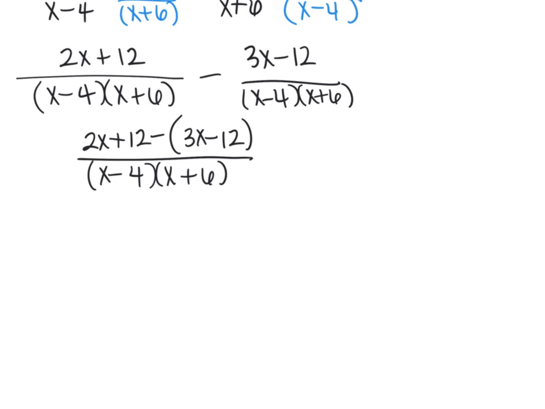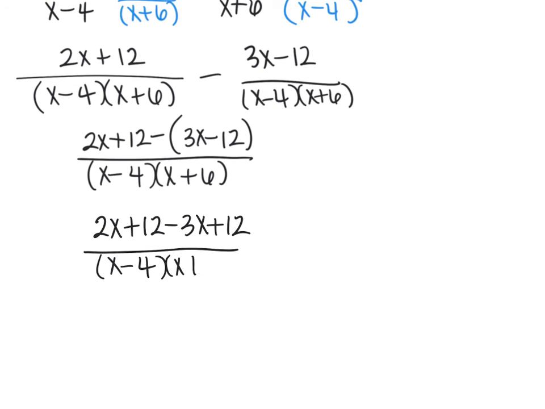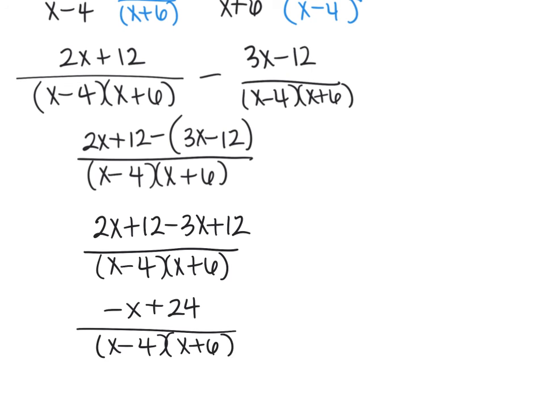Now I'm going to go ahead and distribute that negative. So we have 2x plus 12 minus 3x plus 12 all over x minus 4, x plus 6. And now I can combine like terms. So 2x minus 3x is going to give us -x, and 12 plus 12 is going to give us 24, all over x minus 4, x plus 6. And there's nothing I can do to simplify this any further, so this is going to be the final answer.